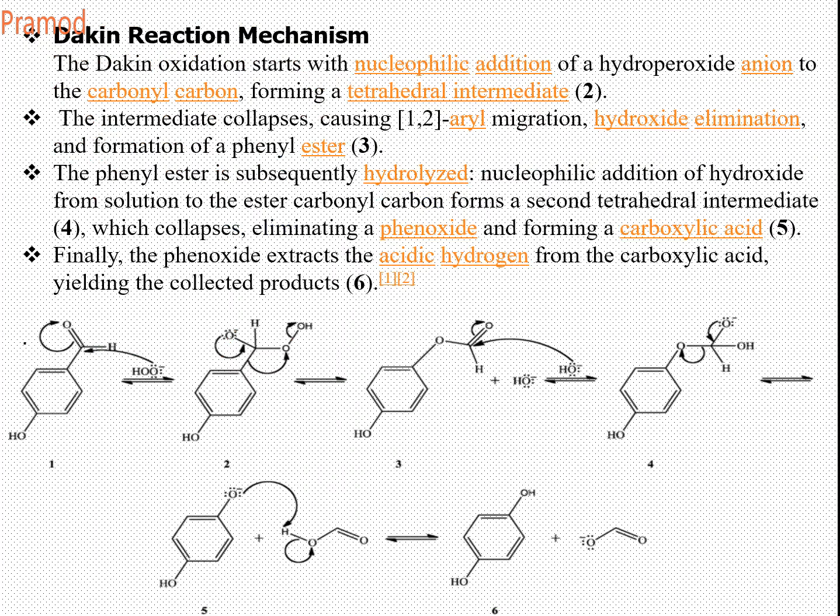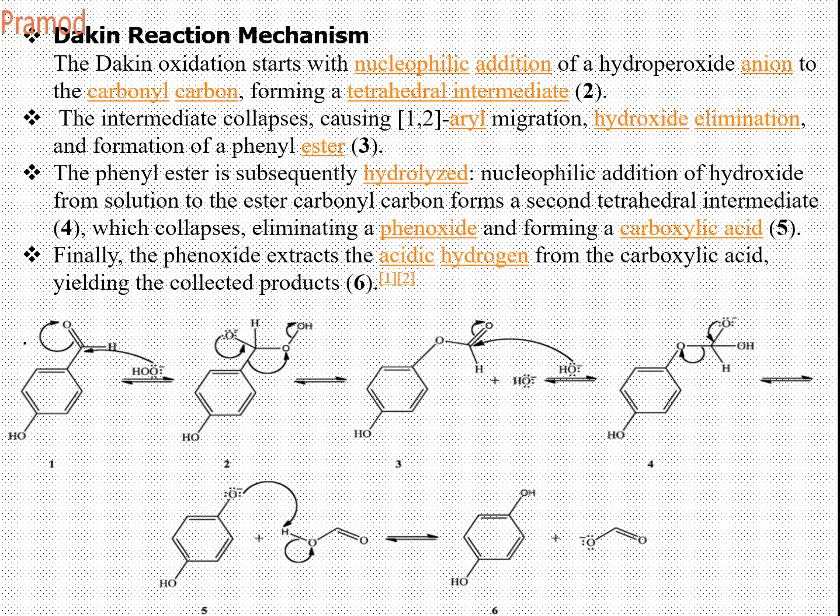Here in this case we are considering para hydroxy benzaldehyde. You can take an ortho one also. This OH is electron donating. It shows a mesomeric effect, which increases the electron density in the ring. So such products will show the Dakin reaction.